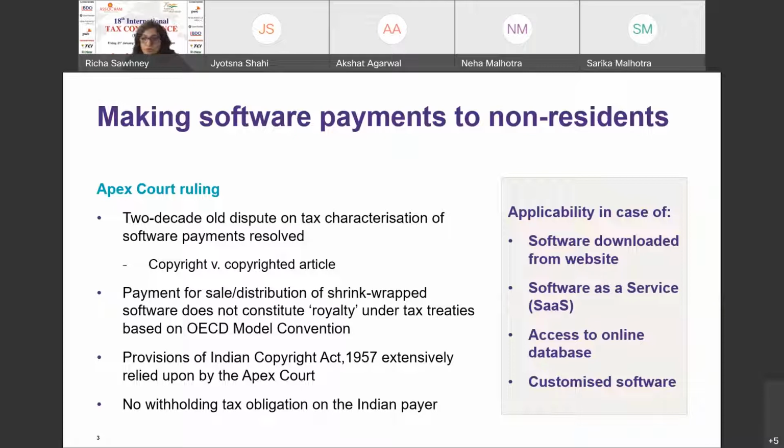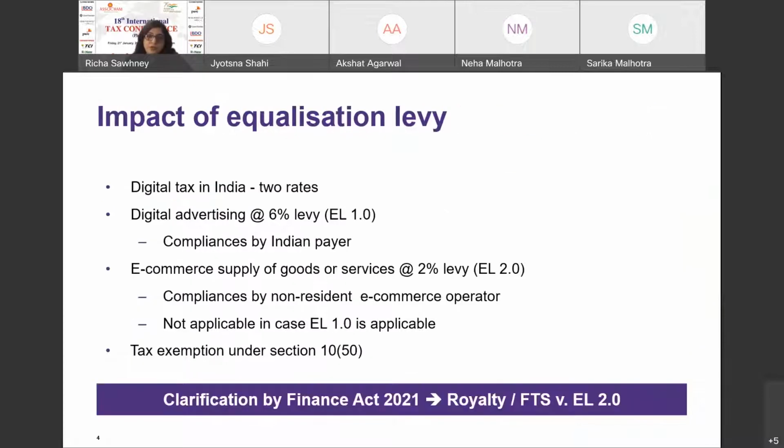Moving on to our next key development. Another thing which became really important for taxpayers or remitters to consider is the interplay with the equalization levy provisions. Currently, there are two rates of digital tax in India, that is the 6% EL on digital advertising. Here, the deductions have to be done by the Indian payer. All the compliances have to be carried out by the Indian payer. Then by Finance Act 2020, the 2% EL on e-commerce operators came into being. Here the compliances are with the non-resident recipient. So here different stakeholders are involved where compliances have to be carried out by two different sets of people, and therefore that starts the tug of war.